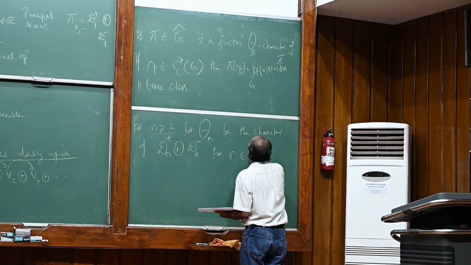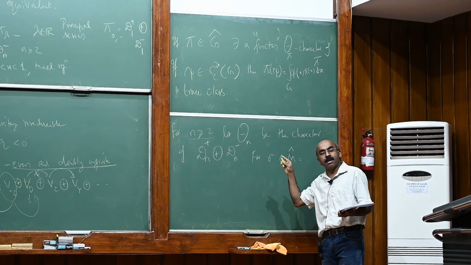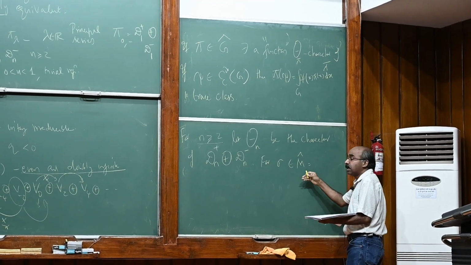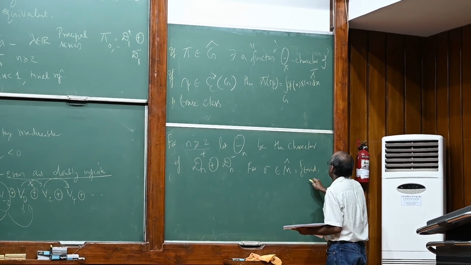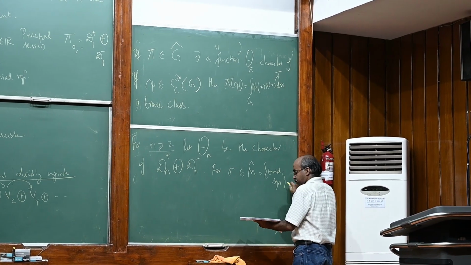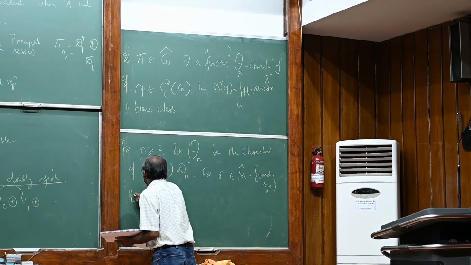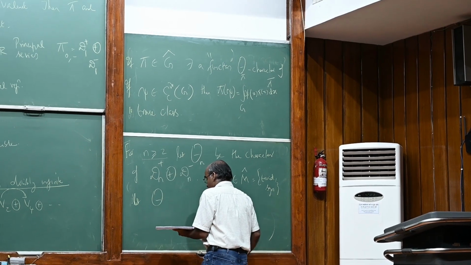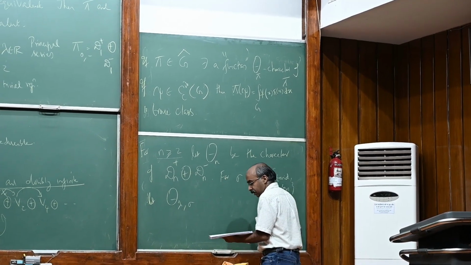For sigma in M, so M is just plus or minus identity, centralized for A in K. This has only two representations, so one is trivial and the other one which I call the sign representation or something, right? Let theta lambda sigma be the corresponding character.